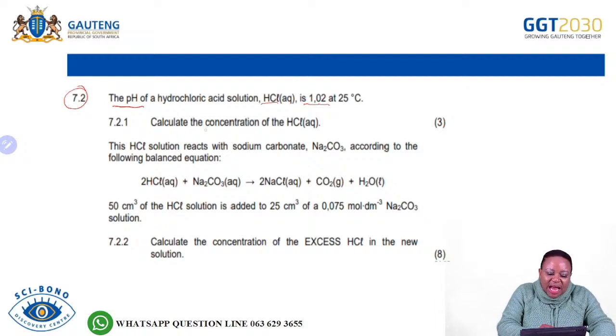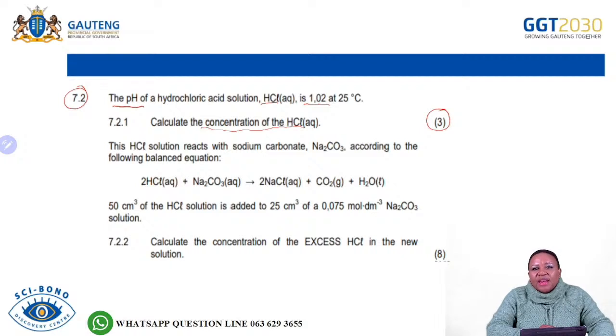Now, the question says, calculate the concentration of hydrochloric acid, and this qualifies for 3 marks. Because this is 3 marks, I'm going to give you at least 1 minute to try and calculate it, and then after 1 minute, we're going to continue with other calculations. So our 1 minute starts now.